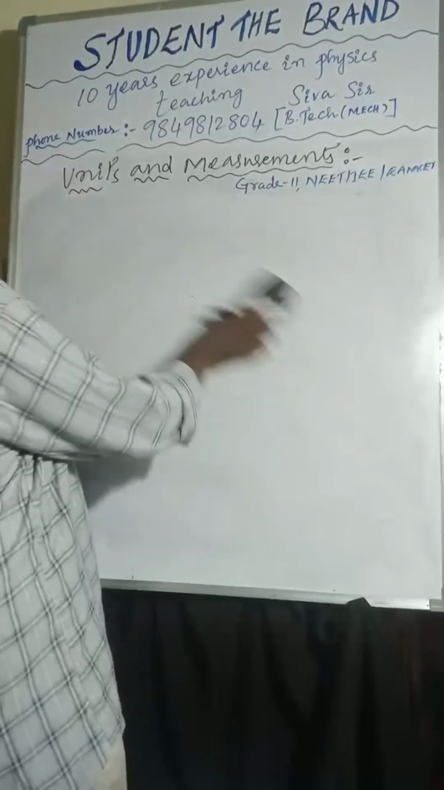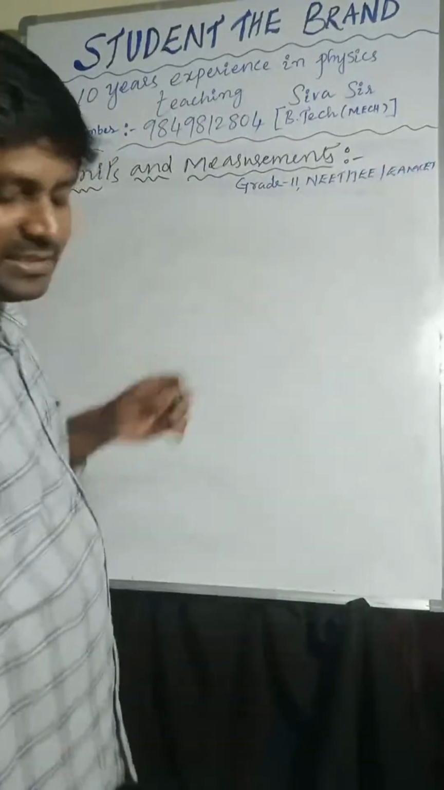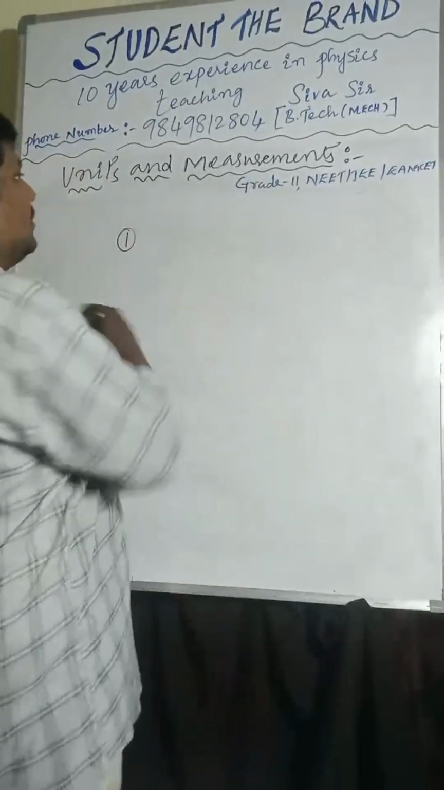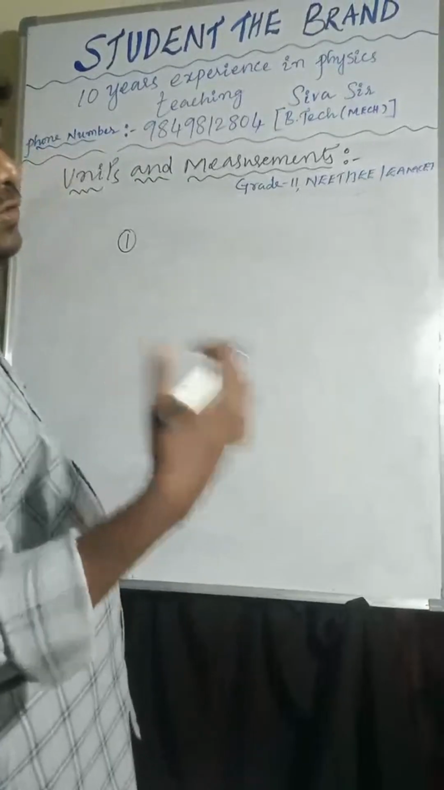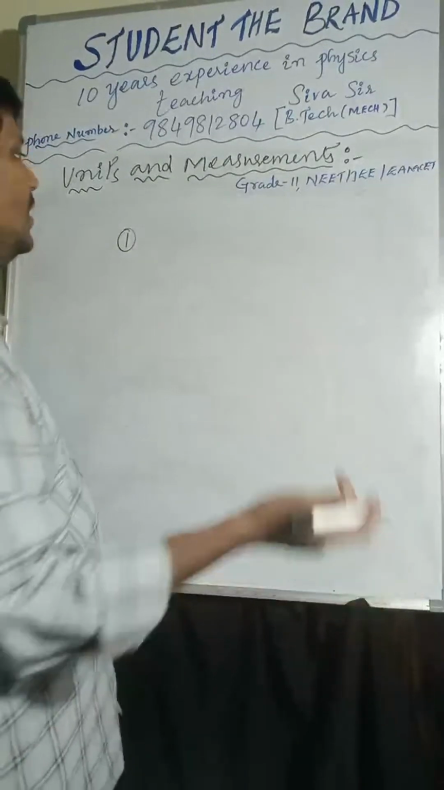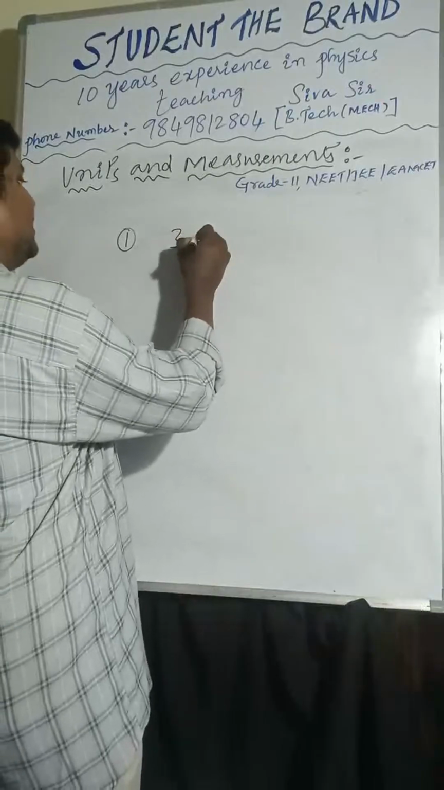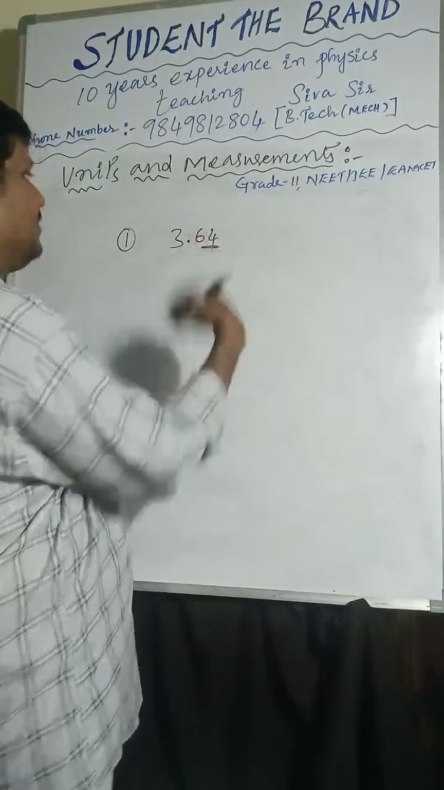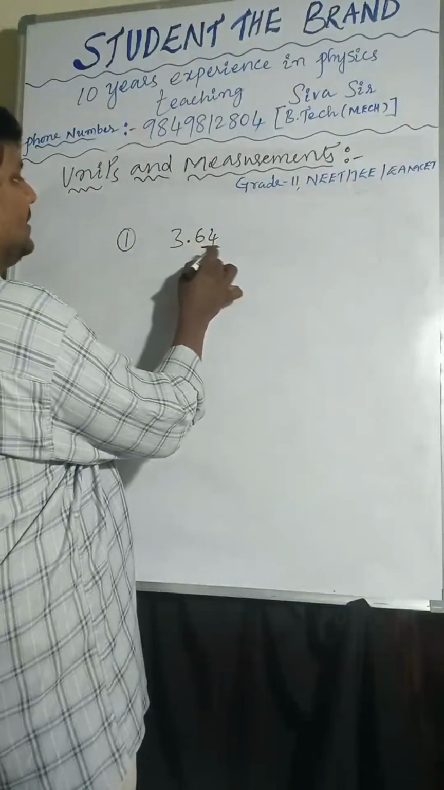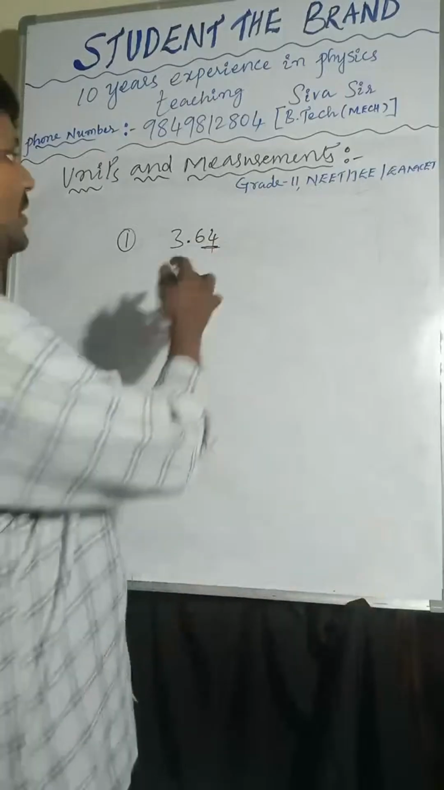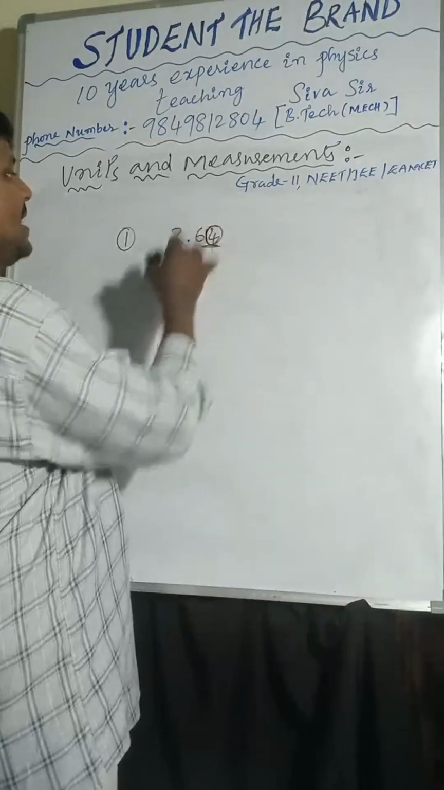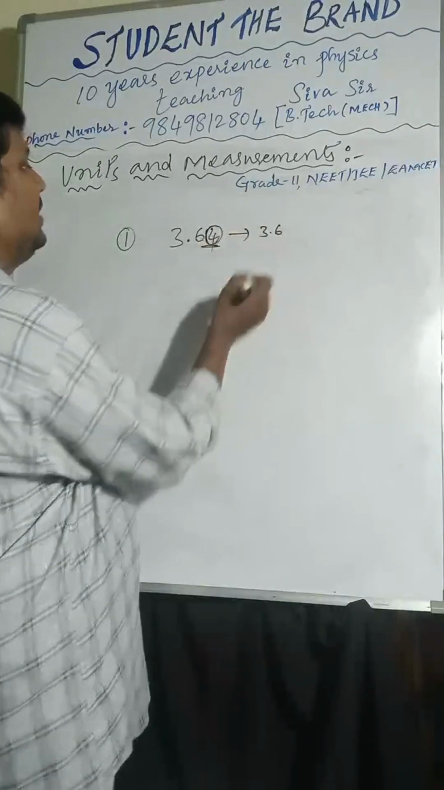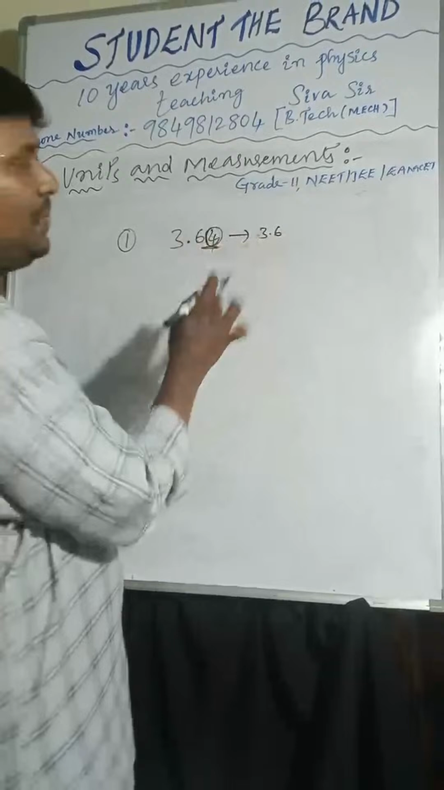So to get the desired value, we'll do modifications in the measured value. If I'm considering 3.64, the last digit after the decimal point is less than 5, so we should not do anything. We should not raise it by 1; we have to keep it like that only.